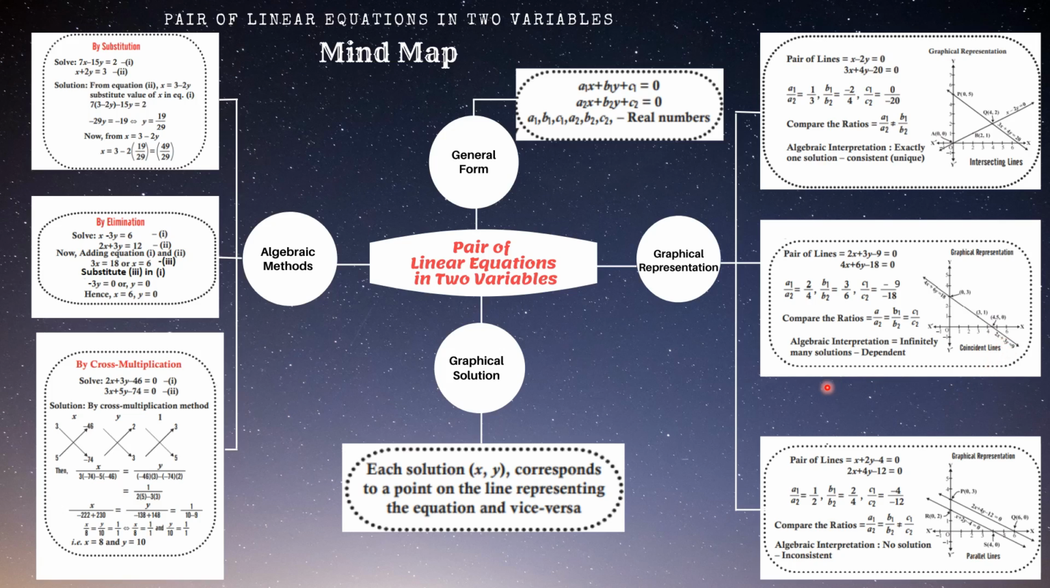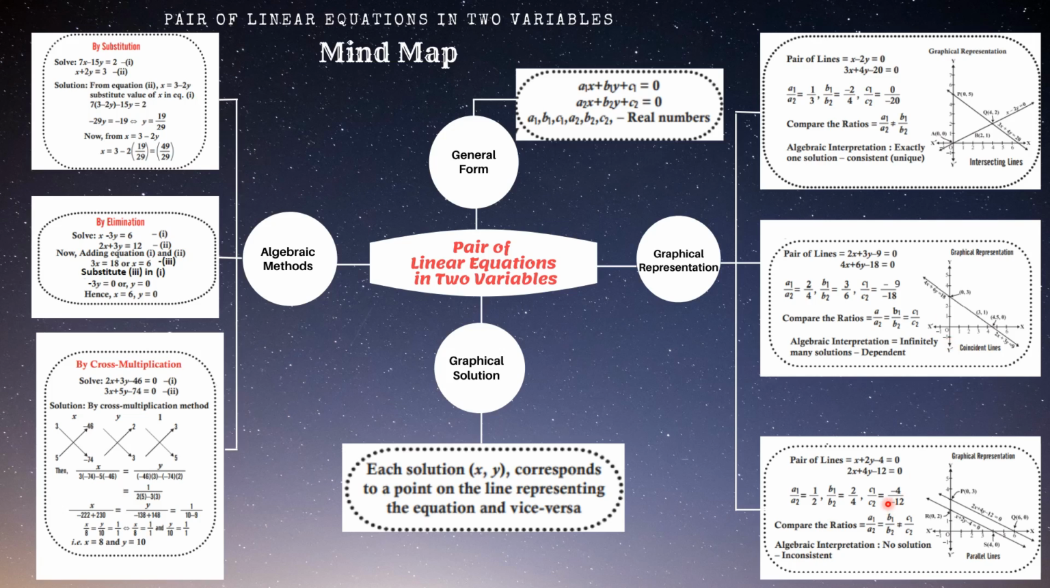And when we have such a type of solution, infinitely many, we say that we have got a dependent system. A system of two linear equations in two variables is said to be dependent if we get infinitely many solutions for x and y.